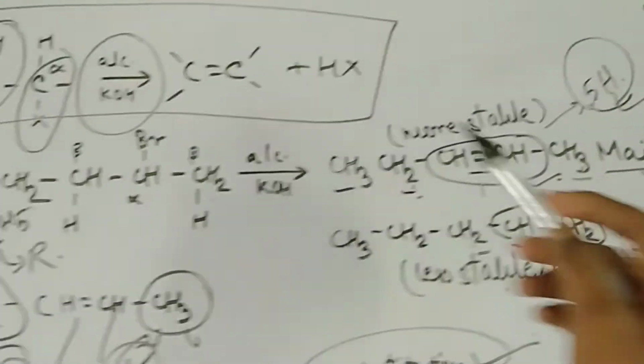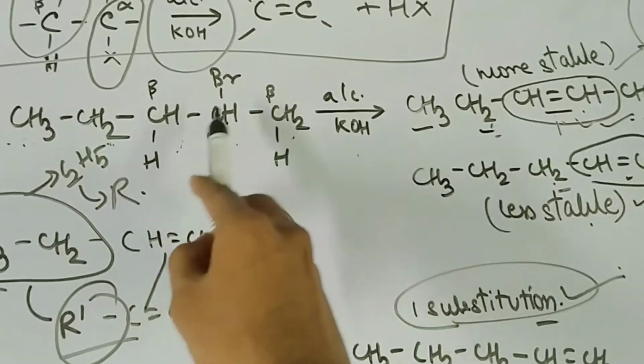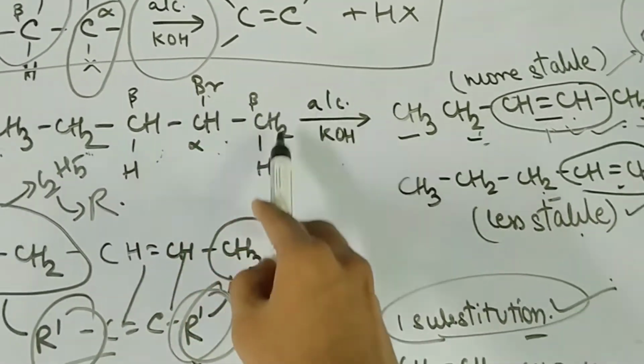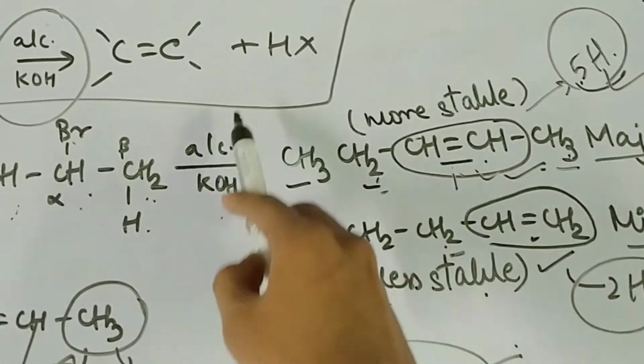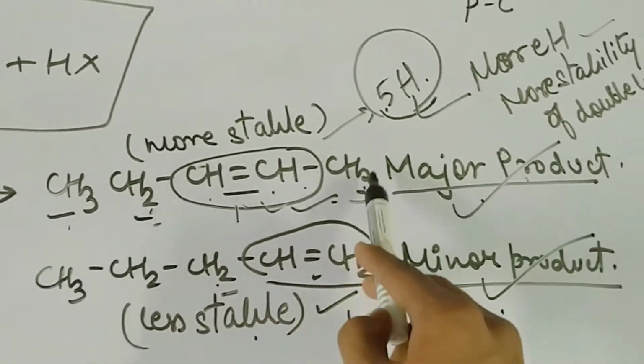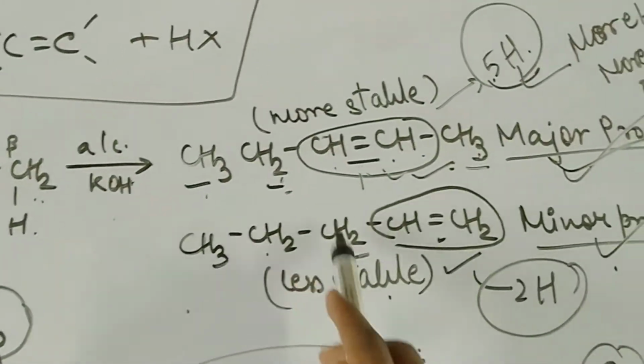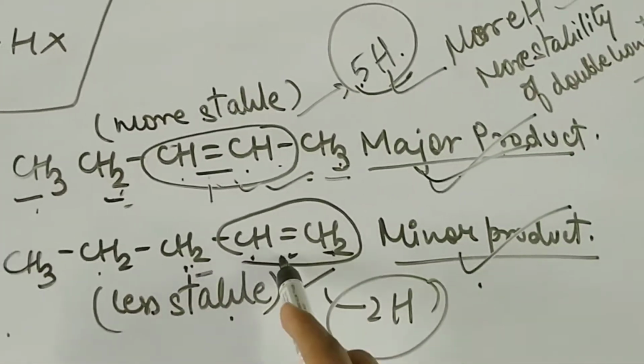So this was the reaction, CH3 CH2 CH2 CHBr CH3 in presence of alcoholic KOH, it gives us CH3 CH2 CH double bond CH3. This is the major product, and the minor product is CH3 CH2 CH2 CH double bond CH2.